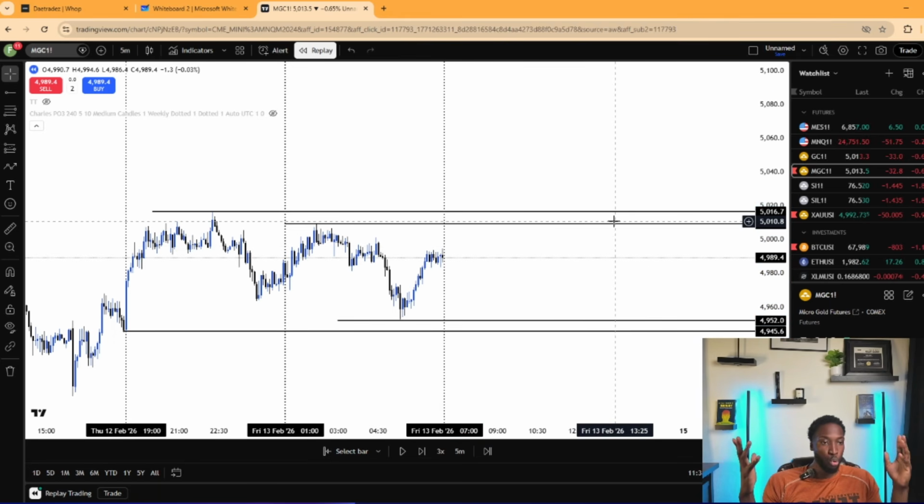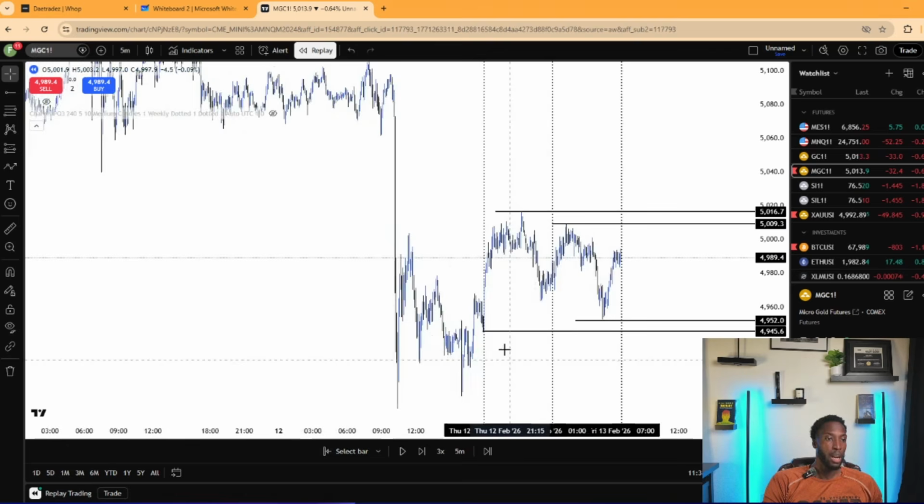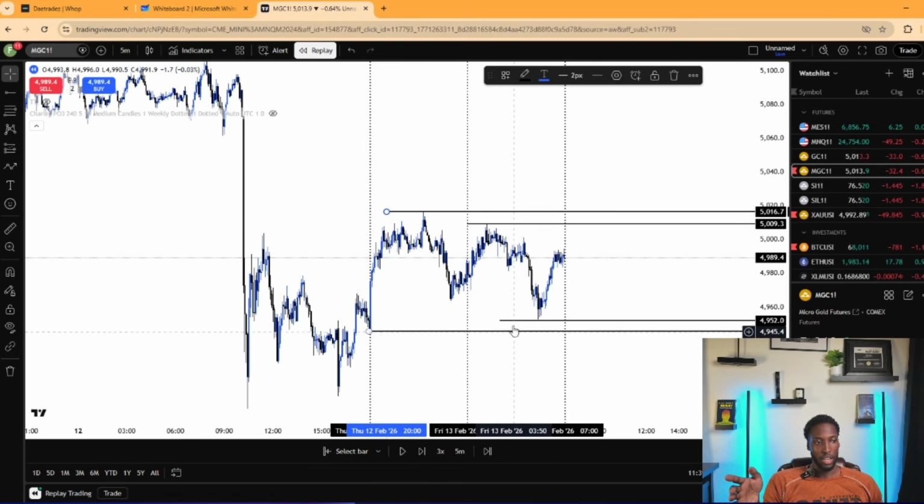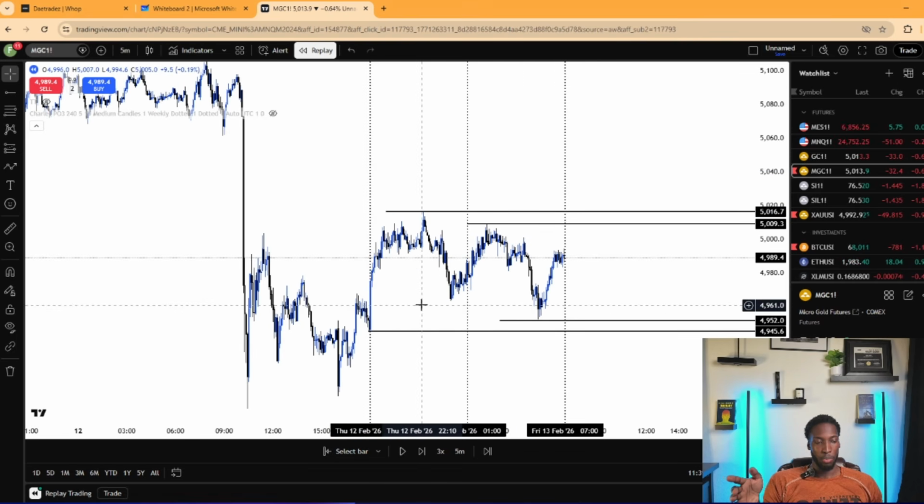Because it's a pretty simple strategy. But why did it take me 2 years? Still, after learning this strategy, why did it take me 2 years to become consistently profitable? Strategy is not the problem. But that's how you mark out the session highs. And that's how you mark out the session lows. And that's how you mark out the session opens.